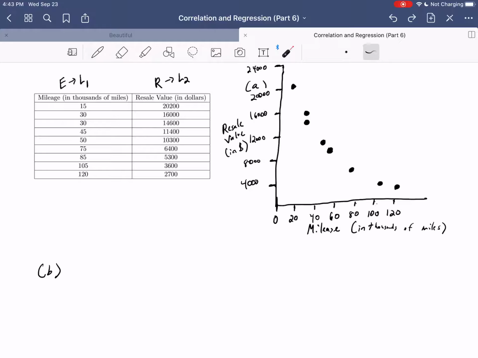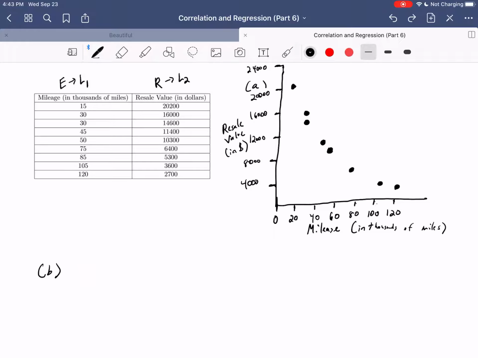20,200, then 16,000, then 14,600, 11,400, 10,300, 6,400, 5,300, 3,600, and 2,700. And once we go ahead and do that, if we do our stat calc that linreg ax plus b. Let's go ahead and get our r.